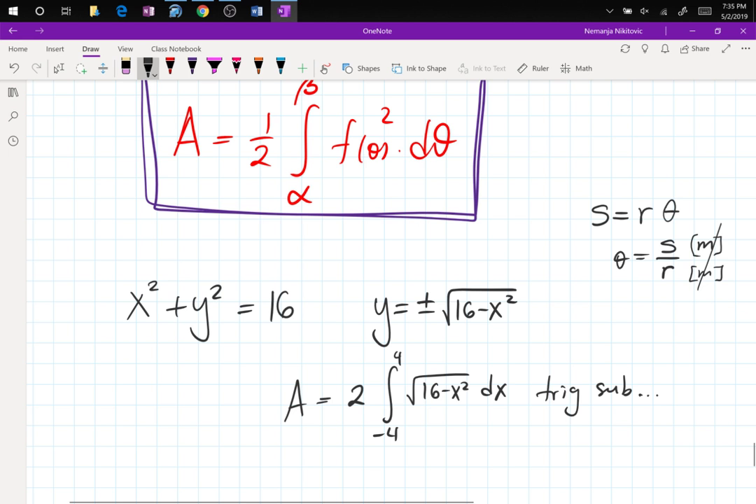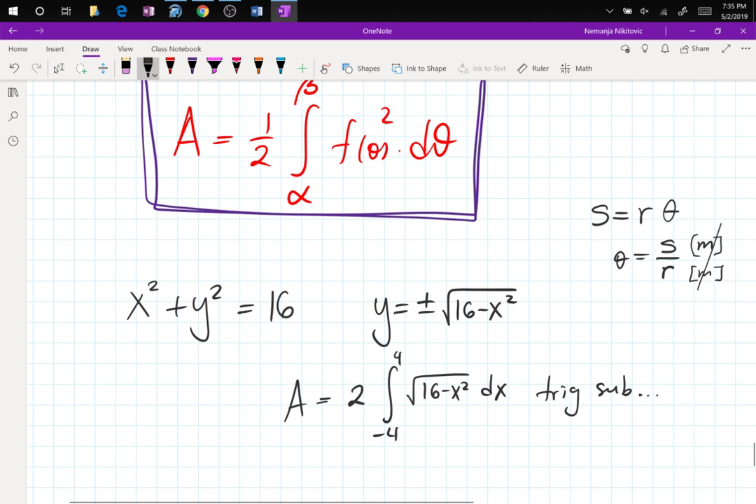Those are the limits on the circle, right? Because the radius is 4. It's 16, right? So radius is 4. Okay. So when you are integrating the upper half, you have a function, and then from -4 to +4 on the ends, right? And then you multiply this.